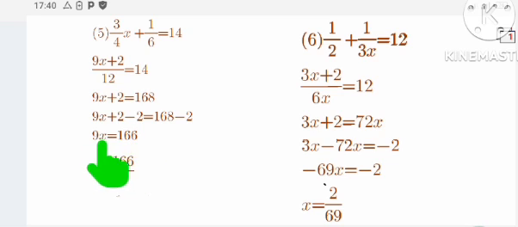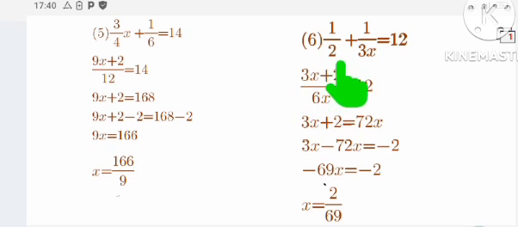166. You divide both sides by 9, since 9 is the only thing obstructing x from becoming the subject of the formula, and it is combined to x by multiplication, so we divide both sides by 9. So we are going to have 166 divided by 9, and we get our answer.